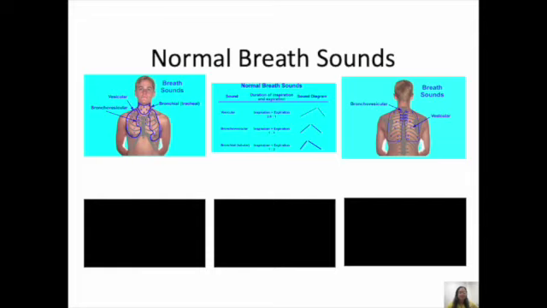Breath sounds can be divided into normal breath sounds and abnormal breath sounds. Normal breath sounds are vesicular breath sounds, while abnormal breath sounds can be diminished breath sounds, completely absent breath sounds, bronchial breathing, or you may be able to hear added or adventitious sounds which include wheezes, crackles or crepitations, pleural rub, or stridor.